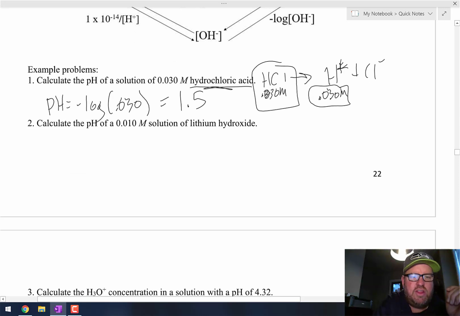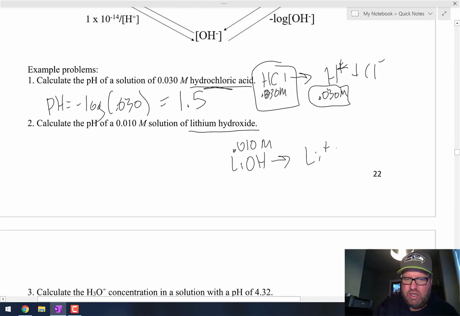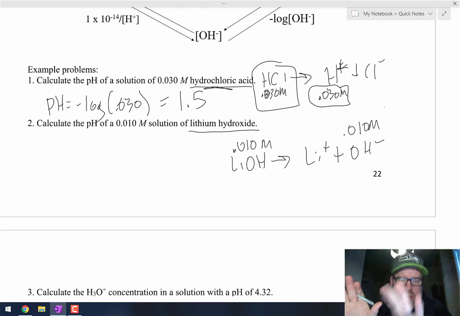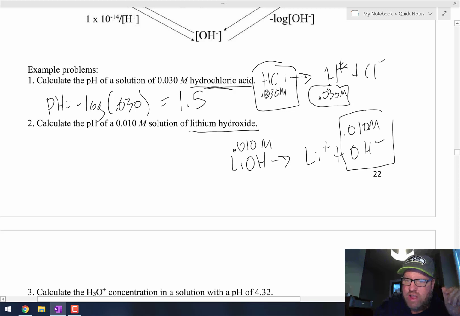Okay, number 2 says calculate the pH of a 0.010 solution of lithium hydroxide. Again, a strong base. So if it's 0.010 molar LiOH, that does completely dissociate into Li plus and OH minus, which means your hydroxide ion concentration is also going to be 0.010. What happens in a situation where it's not a strong base? Again, we'll get there. We're doing the easy ones for right now.